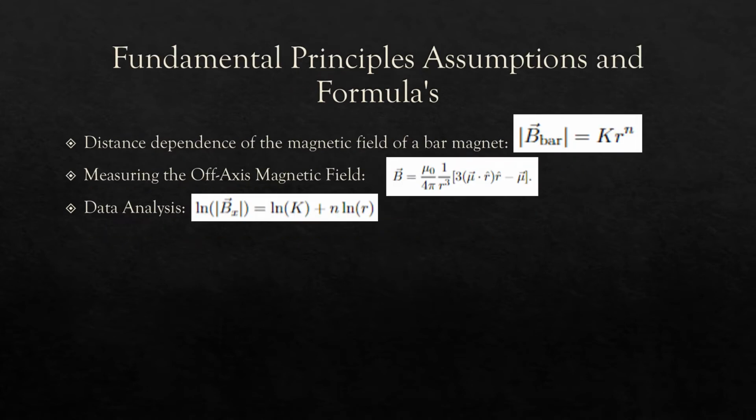Here are some fundamental principles and assumptions and formulas. Distance dependence of the magnetic field of a bar magnet, measuring the off-axis magnetic field, and the formula that we'll be using for the data analysis.